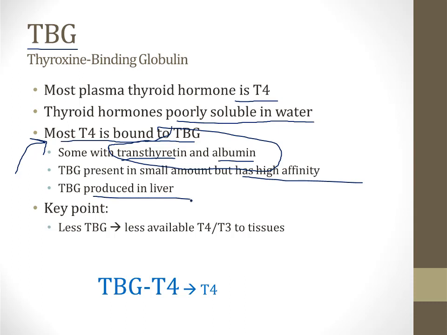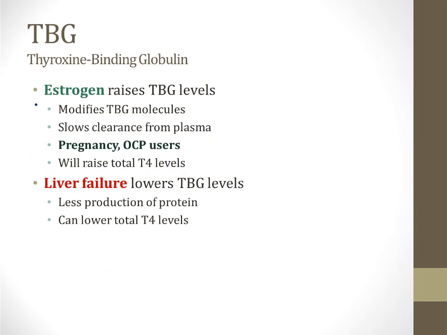A key point that you need to understand is that when there is less TBG in the plasma, there will be a smaller pool of available T4 and T3 to tissues. Basically, there is always a large pool of T4 bound to TBG sitting in the plasma ready to be used. A little bit of the T4 will dissociate and be free in the plasma. If you lower the amount of TBG in your plasma, then you have a smaller pool available. This is relevant in a couple of scenarios.